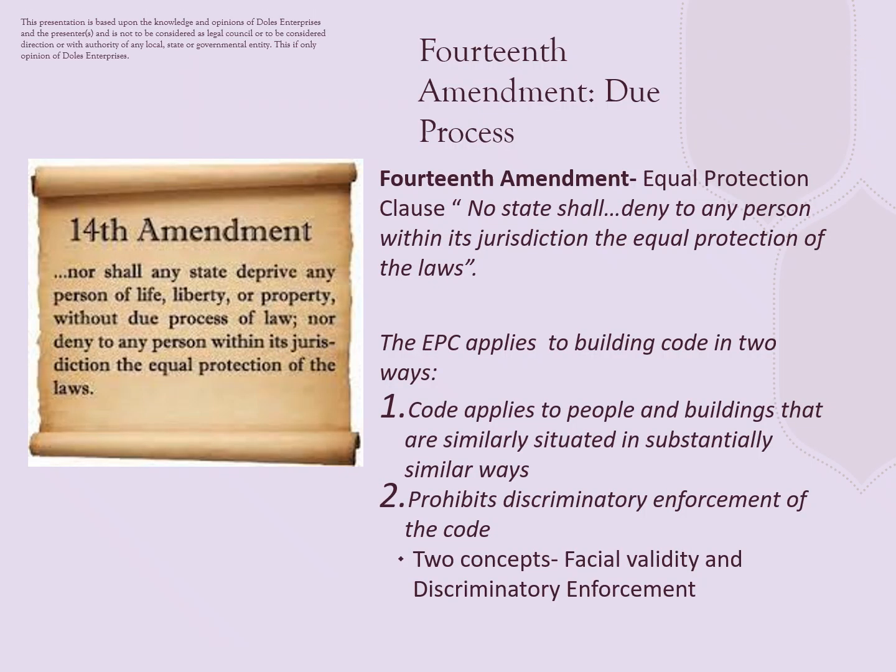Key concepts of the 14th Amendment. This is the Equal Protection Clause. No state shall deny to any person within its jurisdiction the equal protection of the laws. The Equal Protection Clause applies to building codes in two ways. Number one, the code applies to people and buildings that are similarly situated in substantially similar ways. Number two, it prohibits discriminatory enforcement of the code. Two concepts: facial validity and discriminatory enforcement.